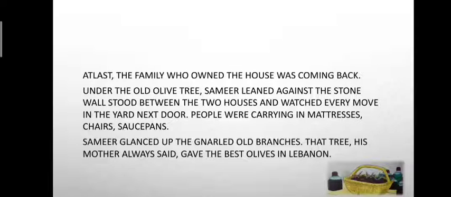Samir glanced up the gnarled old branches. Gnarled means something that is twisted and rough. So he glanced up the gnarled old branches. That tree, his mother always said, gave the best olives in Lebanon. And every year, Samir's mother put up many jars with lemons and hot pepper, and his family had enjoyed those olives for as long as Samir could remember. But now, Samir wondered whether that might change too.